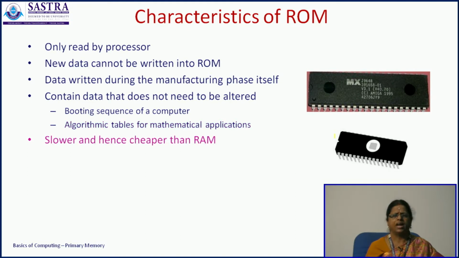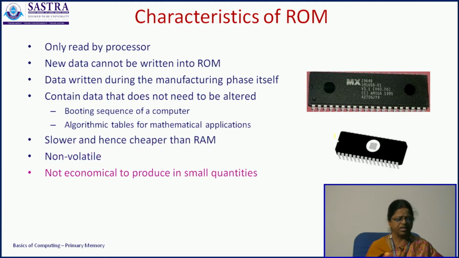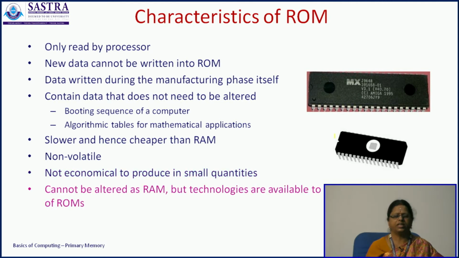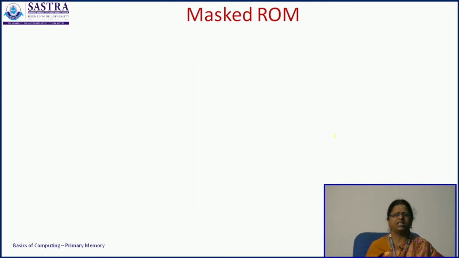This ROM is slower and hence cheaper than RAM. It is non-volatile in nature, and it is not economical to produce ROM in small quantities. It cannot be altered like RAM, but technologies are available to program these types of ROMs. So what are the types of ROM? The first one is the masked ROM.